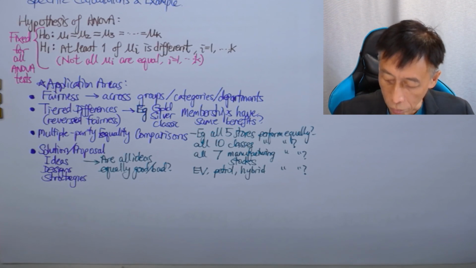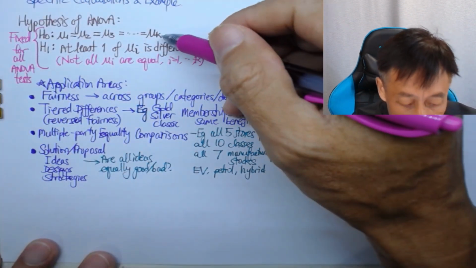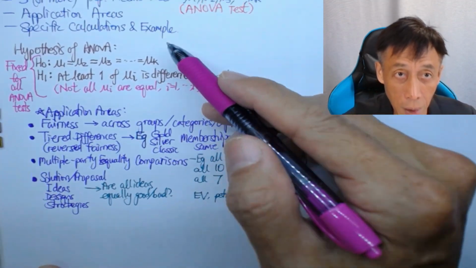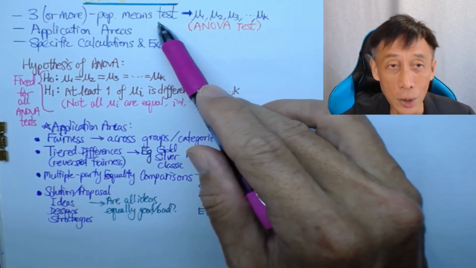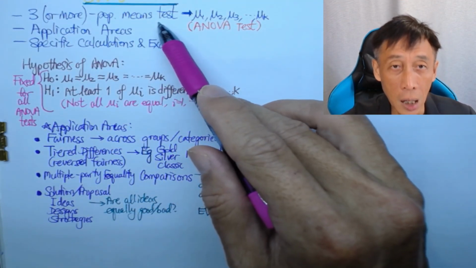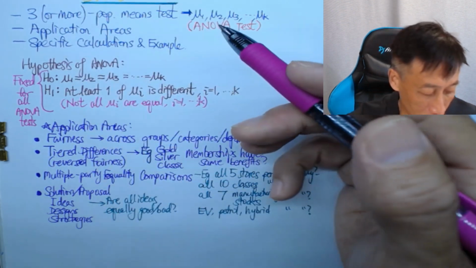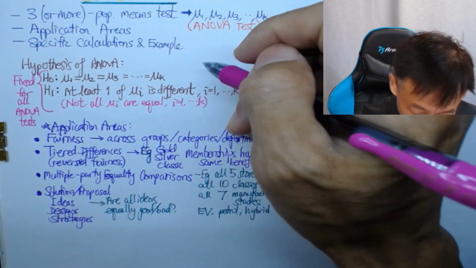So 2 points I'd like to make before we move on. That is that the K here, I am trying to say 3 or more population mean stats, right? So the K is 3 or more. But actually, K can be as few as 2 even. So 2 or more is already good enough.